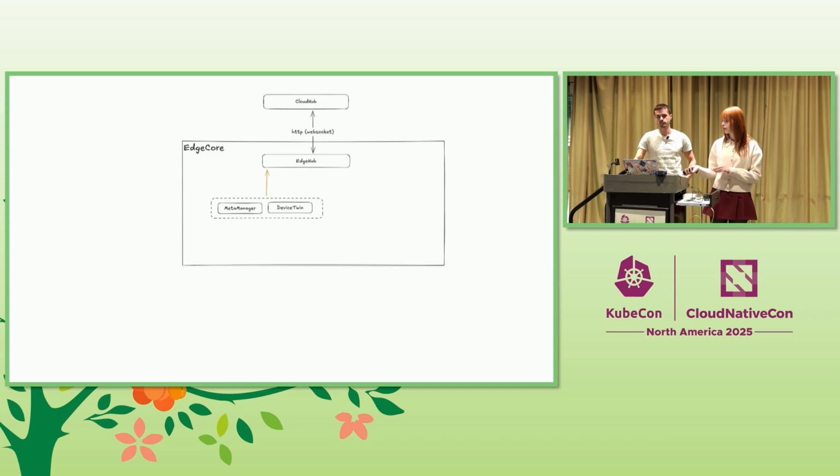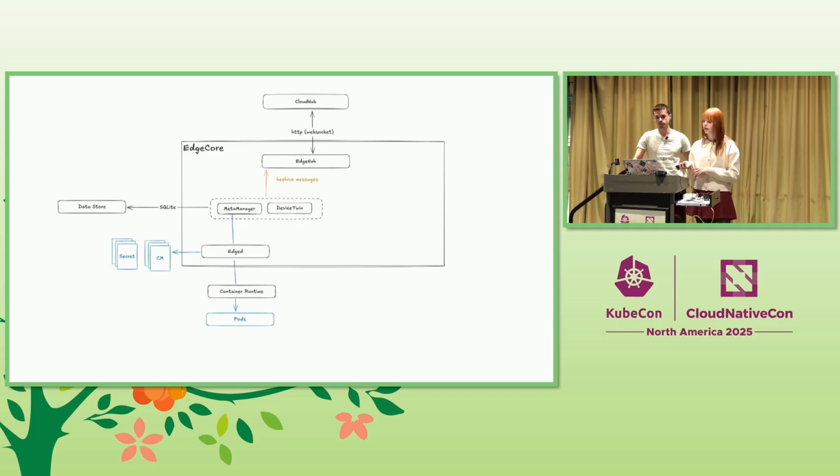Then there's two important modules here that both work with the local state. The first one is the meta manager, and this is a cache and message processor. So this will store data like pod state, config map contents, and so on in a lightweight SQLite database. And this is a local database, so it basically enables the Edge node to still function when it's offline, and then it's also going to sync any changes later when it gets reconnected to the cloud. The other one that you see here is the device twin, which keeps track of the state of devices, and it manages their attributes and their status.